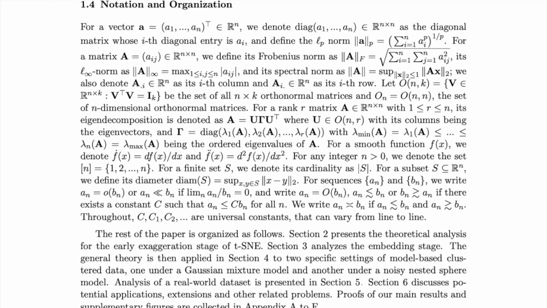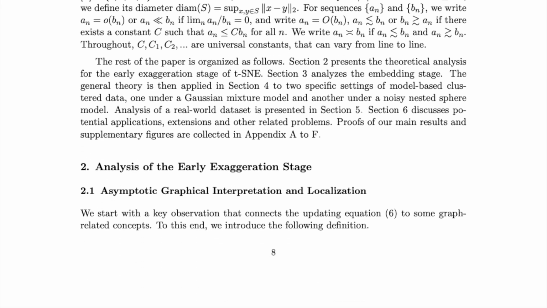The rest of the paper is organized as follows. Section 2 presents the theoretical analysis for the early exaggeration stage of t-SNE. Section 3 analyzes the embedding stage. The general theory is then applied in Section 4 to two specific settings of model-based clustered data, one under a Gaussian mixture model and another under a noisy nested sphere model. Analysis of a real-world dataset is presented in Section 5. Section 6 discusses potential applications, extensions, and other related problems. Proofs of our main results and supplementary figures are collected in Appendix A to F.